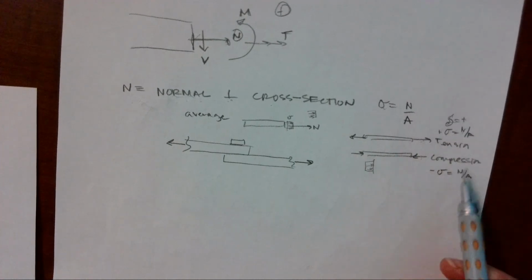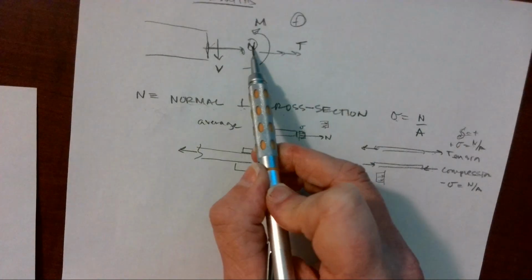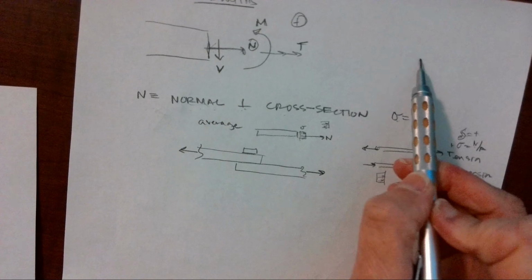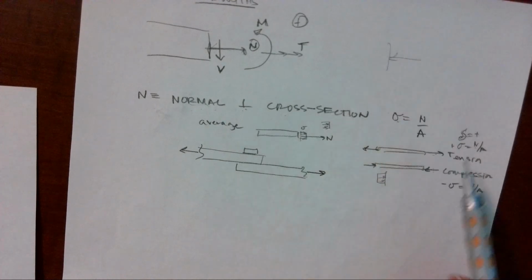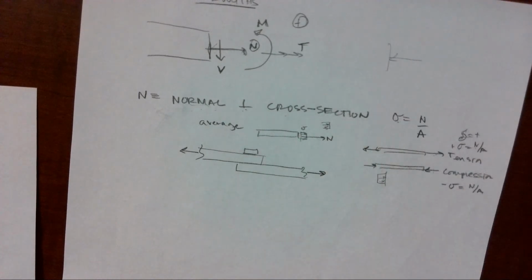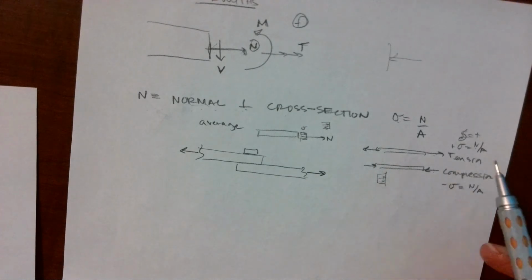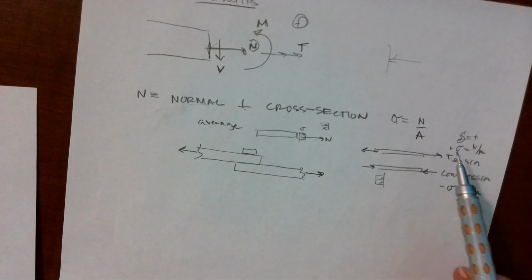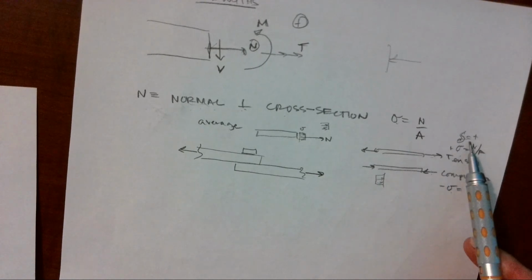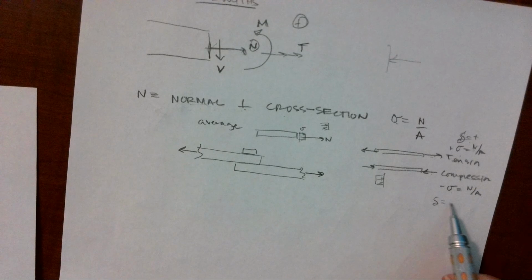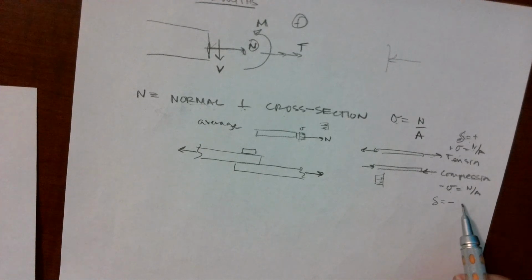If I have compression, I'm going to assume it to be positive in tension. If I find out it's negative, it's actually acting in compression, then I have a negative stress because it's that negative N over A. And it's important to keep up with positive stress, negative stress. Positive stress will have a positive change in length. Negative stress will have a negative change in length because I have that negative normal by behavior.